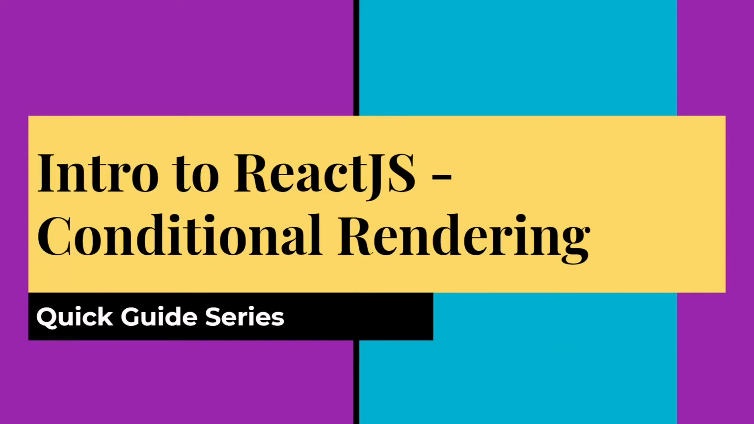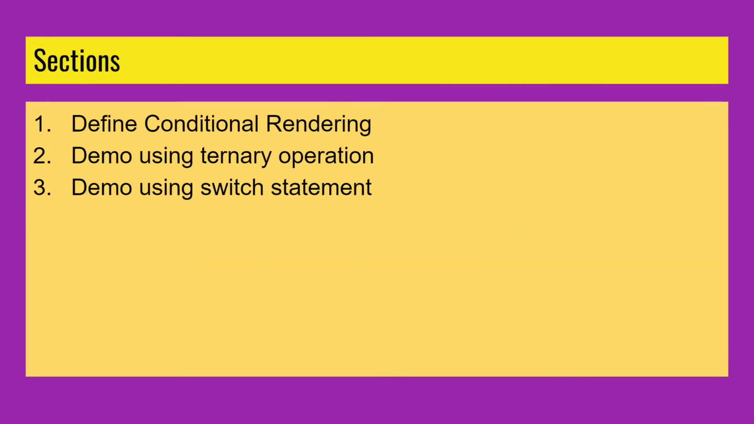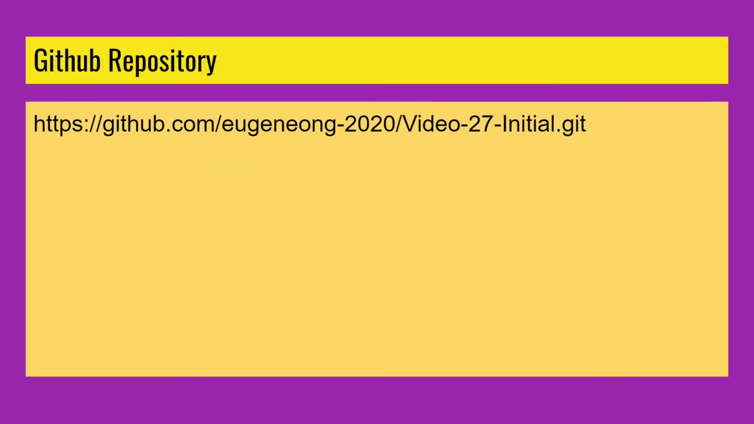Hello, in this video, we will implement conditional rendering in our React project. The following are the sections for this video. First, we will define conditional rendering, and then we'll do a demo for ternary operation, and then use switch statement. If you want to follow along, which I recommend, you can download the code from this Github Repository. The link will be provided in the video description below.